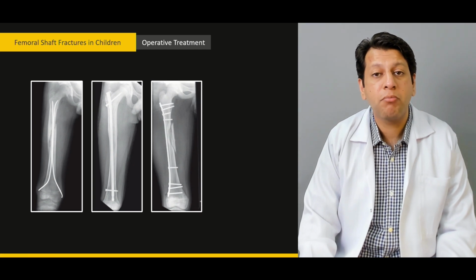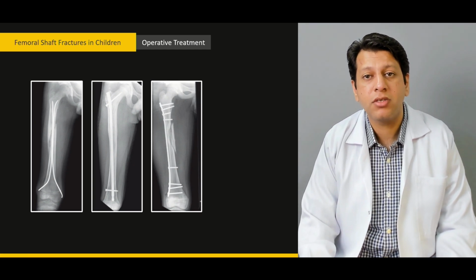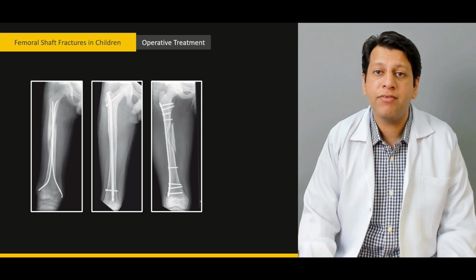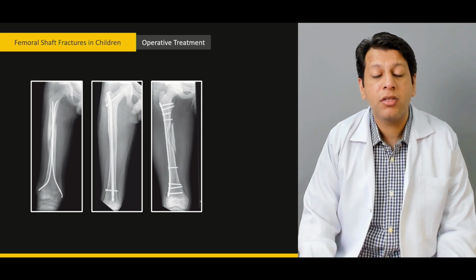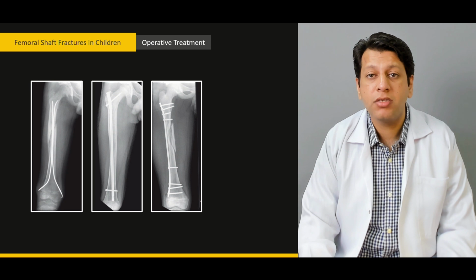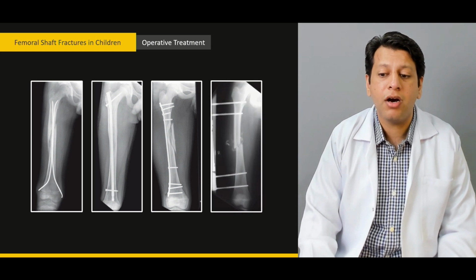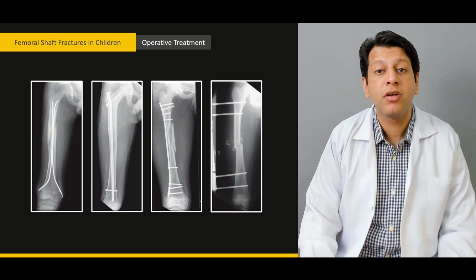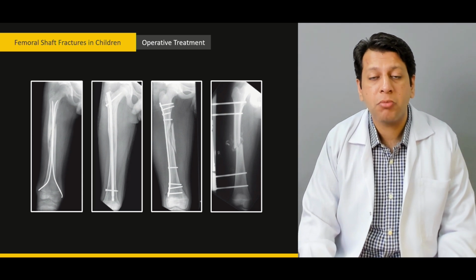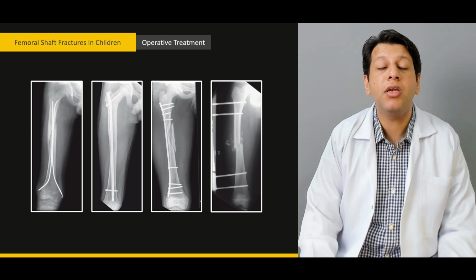Then if, for example, the child is around 5 to 10 years of age and the physis is open, but still the problem is that the child is obese, then we can also go for plate and screw fixation as well, or external fixation if that's an open fracture, especially a Gustilo grade 3B or 3C injury.